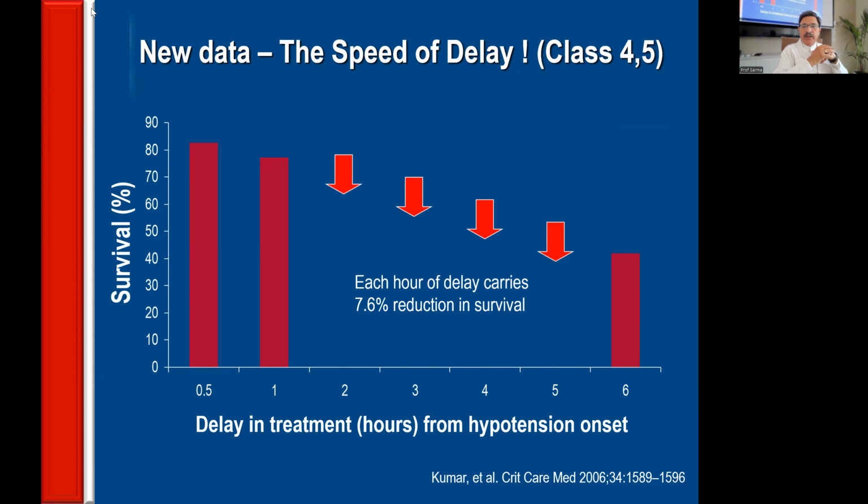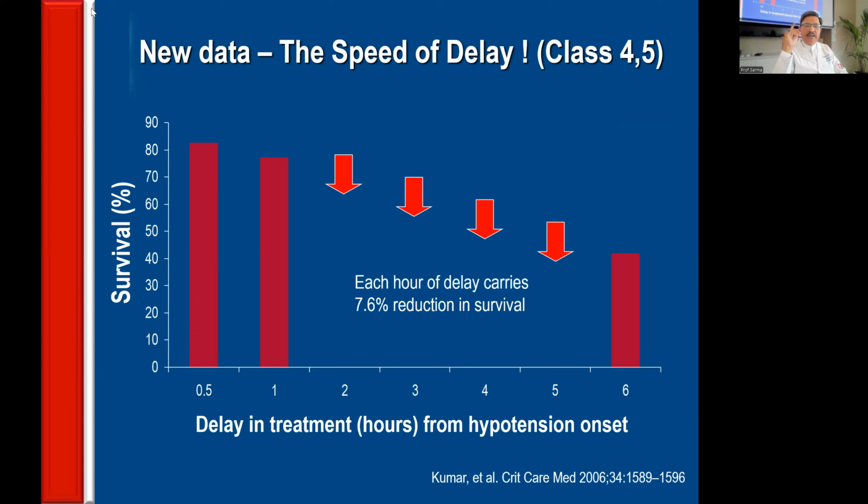This is a beautiful study published, titled The Speed of Delay. Delay is not having speed; the speed of delay is how fast the delay will cause a problem. This is not in class 1, class 2 or 3, but in class 4, class 5 patients. That is why I must understand whether my patient belongs to class 4 or class 5. If he's class 4 or class 5, he runs a mortality risk of 60% if I delay the antibiotic. If I start immediately, I can reduce the mortality to 20% or even less.